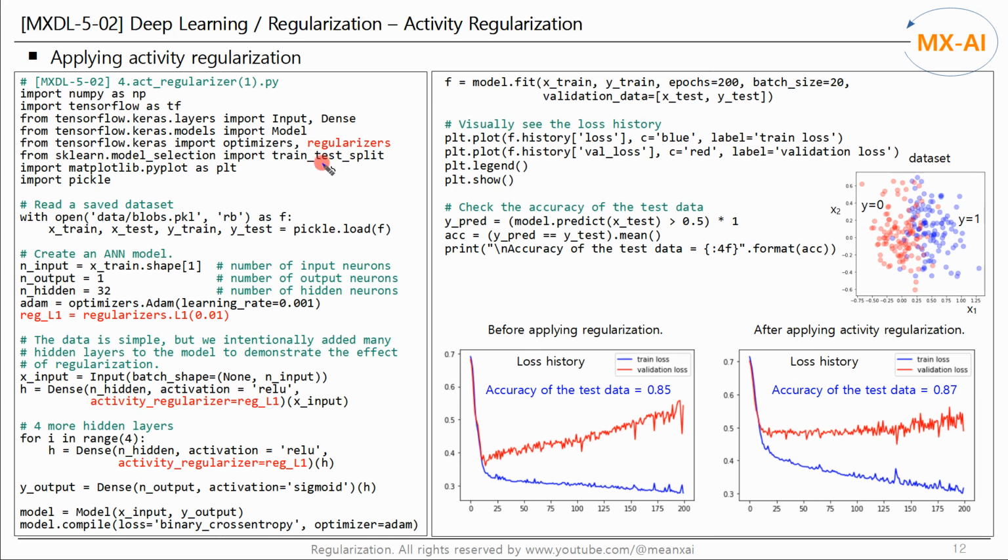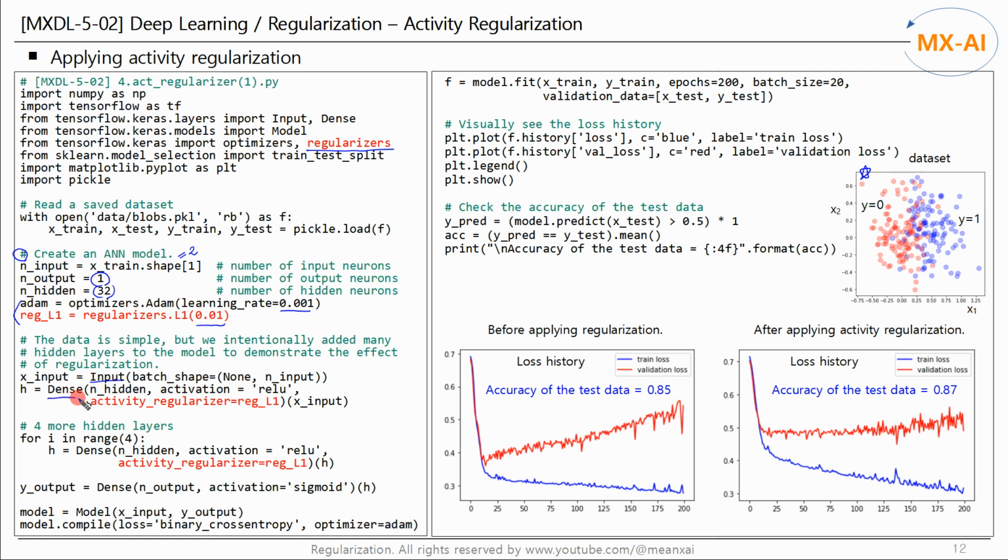Next, let's apply the activity regularization to our neural network using Keras regularizer. Let's create a binary classification model using the data used in the previous video. The data we will use is as follows. Create a neural network model. The input layer has 2 neurons, and the output layer has 1 neuron. And each hidden layer has 32 neurons. Create optimizer and regularizer objects. Learning rate is set to 0.001. And the regularization constant is set to 0.01.